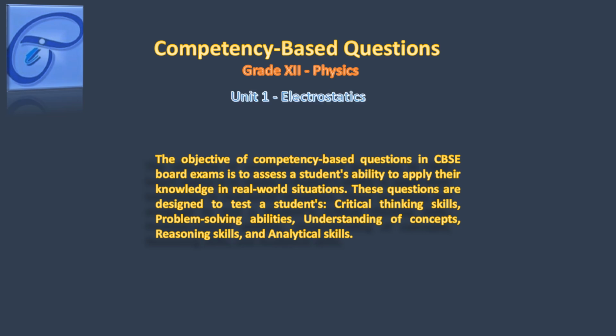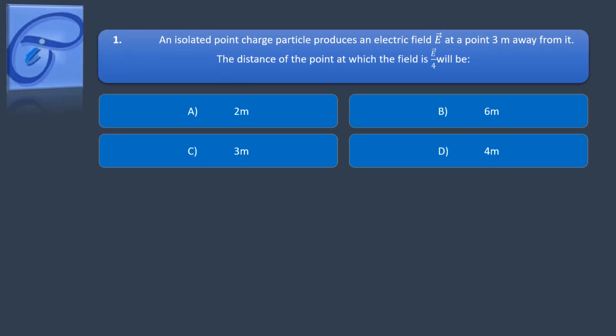Unit 1, Electrostatics. Question number 1. An isolated point charge particle produces an electric field E at a point 3 meters away from it. The distance of the point at which the electric field is E by 4 will be.